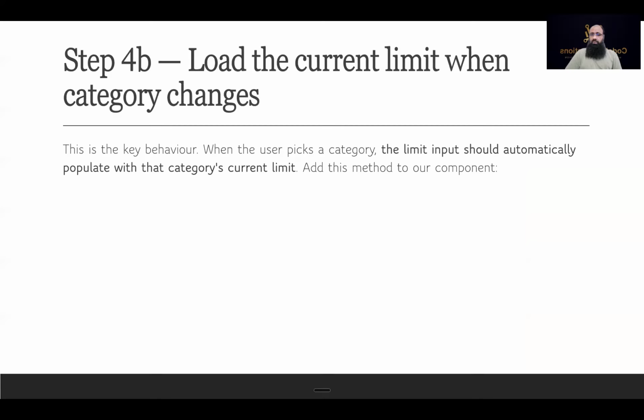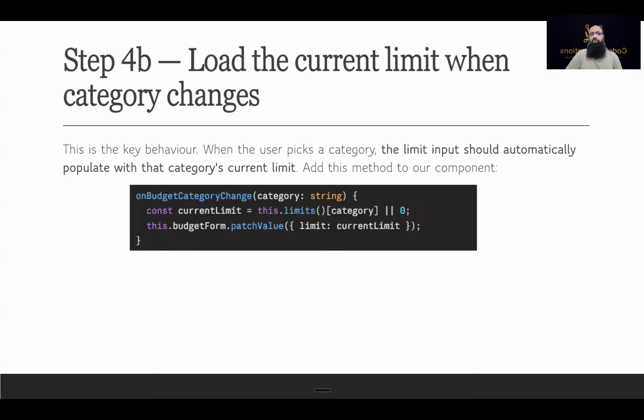So the key behavior, one thing which we are going to add over here: if we click on any existing category, we need to pull the current limit automatically from the category's current limit. And for that, we need to add a further method, onBudgetCategoryChange. What we are going to do is pass in a category, which is going to pull the current limit from the limits signal based on that specific category.